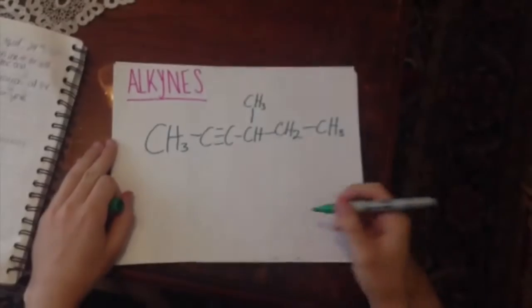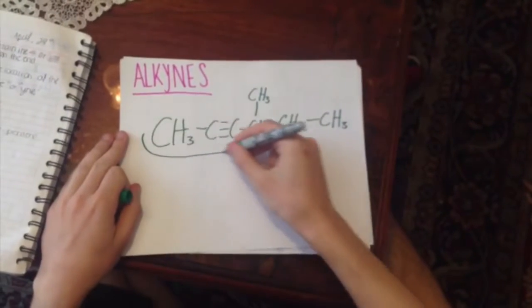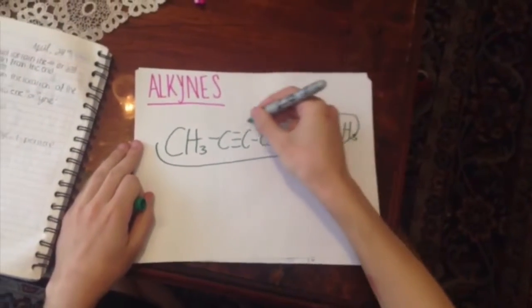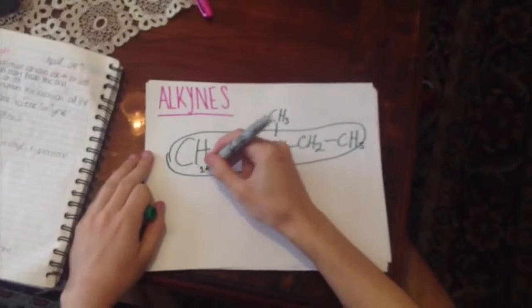Alkynes are organic compounds that are mostly used in various industrial applications. They have at least one triple bond in their chemical structure, and we will learn how to name them. Naming alkynes is similar to alkenes. First, we identify the longest chain.